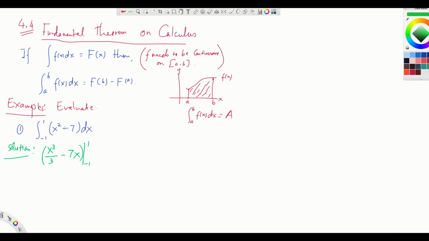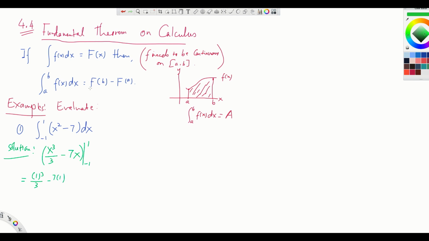After you find the antiderivative of this function, you don't have to write the integral sign and dx. You just write it inside the parenthesis, write a vertical line, and then -1 through 1. Now, if F of x is the integral, which is this, to find the definite integral from a to b, that is from -1 to 1, you plug in 1 for x. Let us do that: 1 cubed over 3 minus 7 times 1.